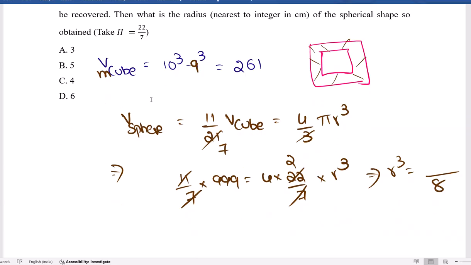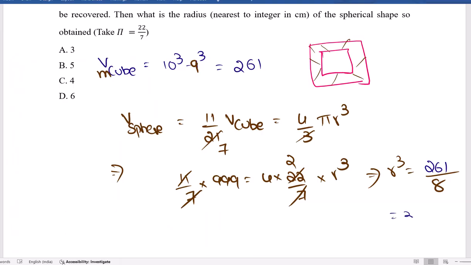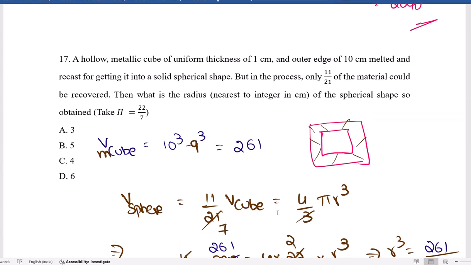Nearest to an integer we need to do. So 261 divided by 8 is 32.625. You just checked out that 261, 10 cube minus 9 cube. We have only a thickness of 1 centimeter. Only 1 centimeter thickness is available. Outer edge is 10. Is it 10 cube minus 9 cube or 8 cube?